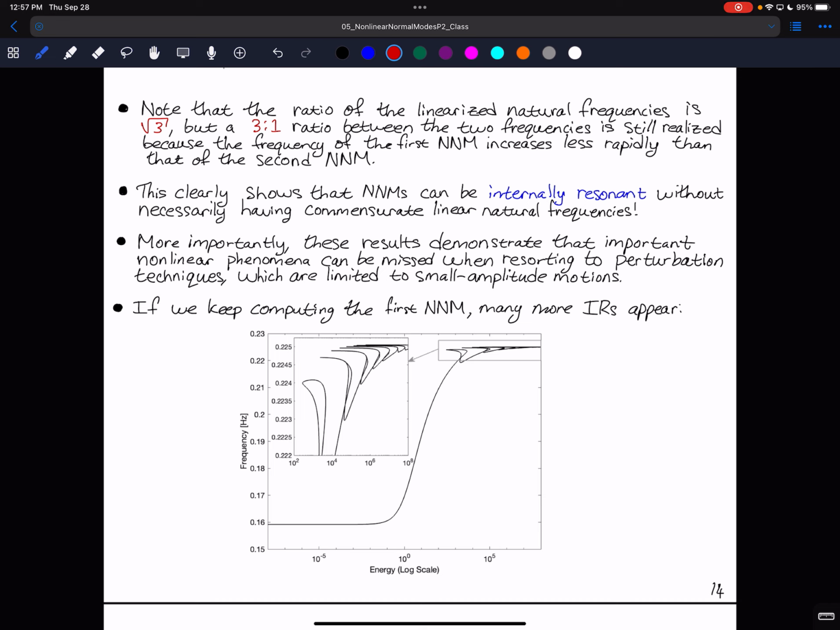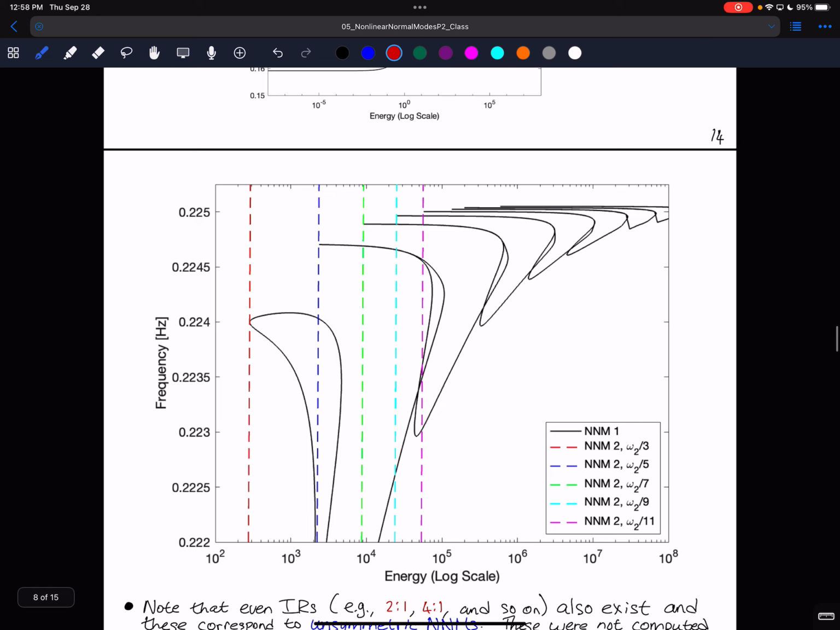So this plot I produced using the continuation toolbox that they produced in the paper that I cited. And if you come to the next page, on page 15, what you'll see here is a whole bunch of dashed lines, and I'm just going to label these guys. The red dashed line is S33. The blue dashed line is S55. Green one is S77. Cyan one is S99. Magenta one is S1111.